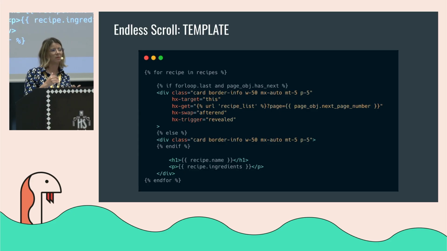I mentioned that before. This means that the new 6 recipes will be added after the last recipe on the page. So not inside the div that has the ID this recipe, but after it. If we used beforeend, the recipes would be loaded inside the last recipe. The revealed, I mentioned, is a custom HTMX trigger, which triggers the request once the element, the recipe in this case, is scrolled into the viewport.